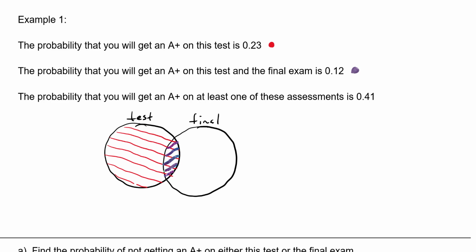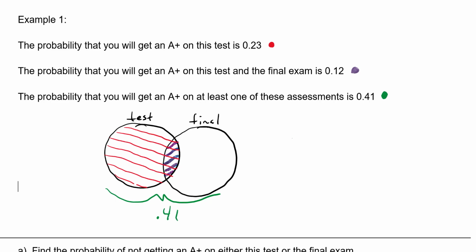And then the last thing, it says the probability that you get an A plus on at least one of these assessments is 0.41, which means the test or the final or both. So this, well, actually use a different color here. Let's use, okay, let's use green here. So this guy here is going to be 0.41.